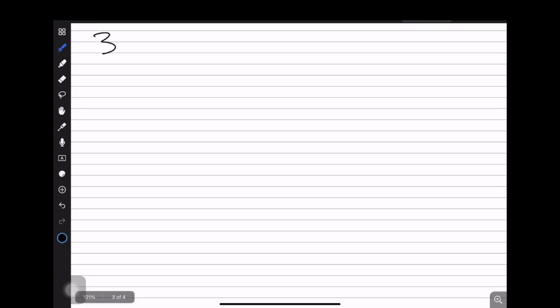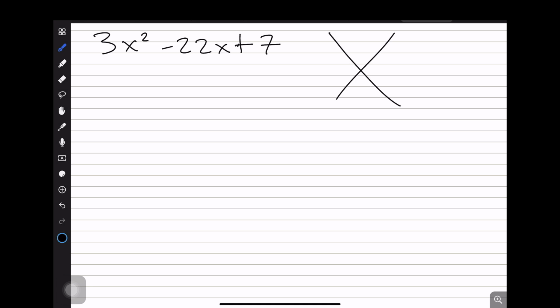Okay, now we want to try it with the other method. The other method is a lot quicker, so let's take a look. We're going to do the exact same problem. So 3x squared minus 22x plus 7. And you're going to try the big X, and we're going to have the first term times the third term goes on top, so that's 21. The second term goes on the bottom, so that's negative 22.